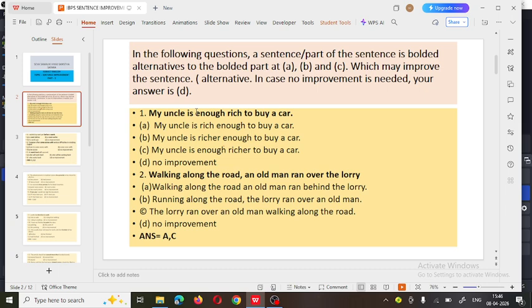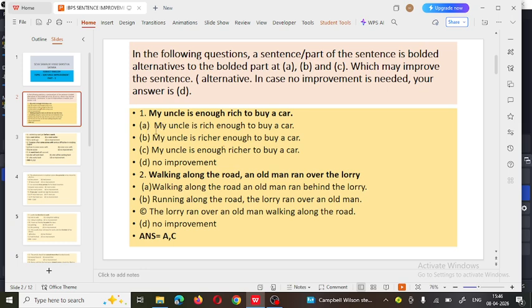So, how should it be? My uncle is rich. That is the adjective for the noun. My uncle is rich. And how much is he rich? Rich enough to buy a car. It means he is so rich that he is capable of buying a car. And that's why option A is correct here.